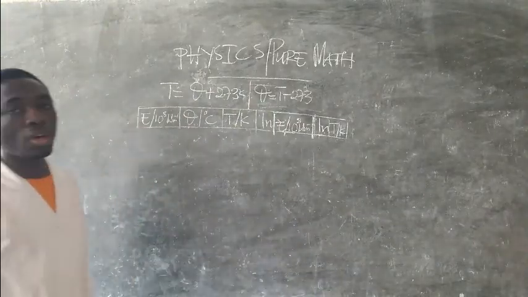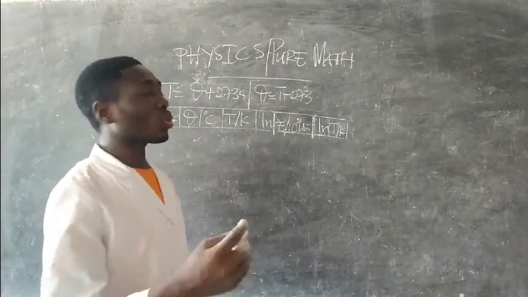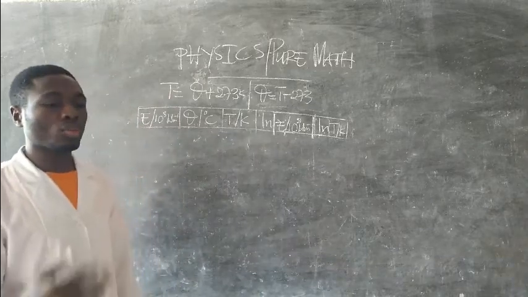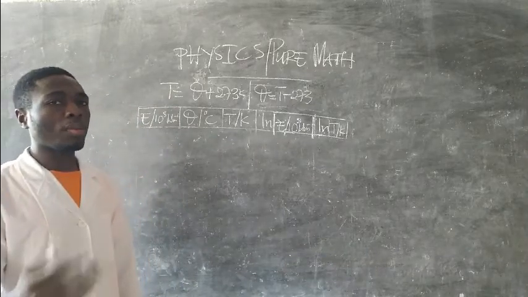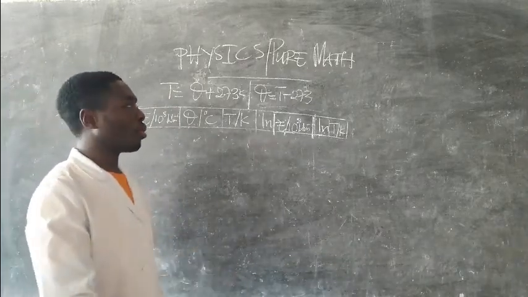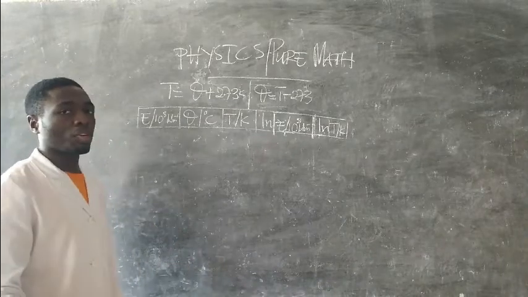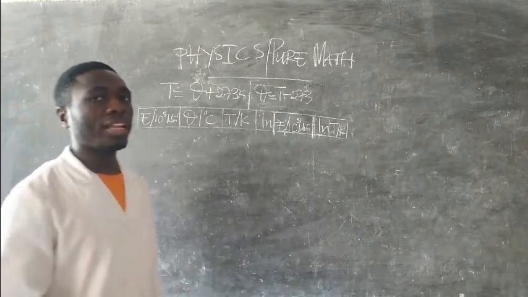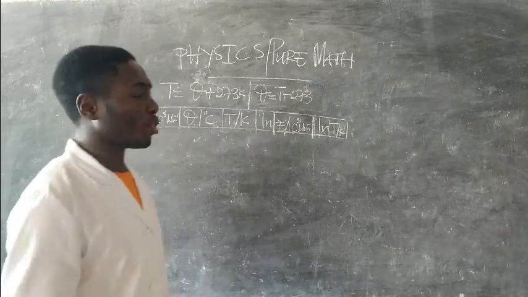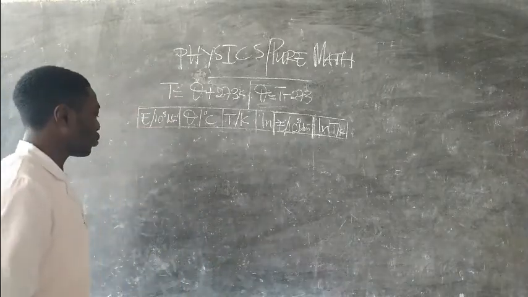Now it is not just all about plotting the graph, but it is also about knowing what to plot and how to plot it, because you can have the right information and then you plot it in the wrong way and you end up not having any mark. So how do you do it?